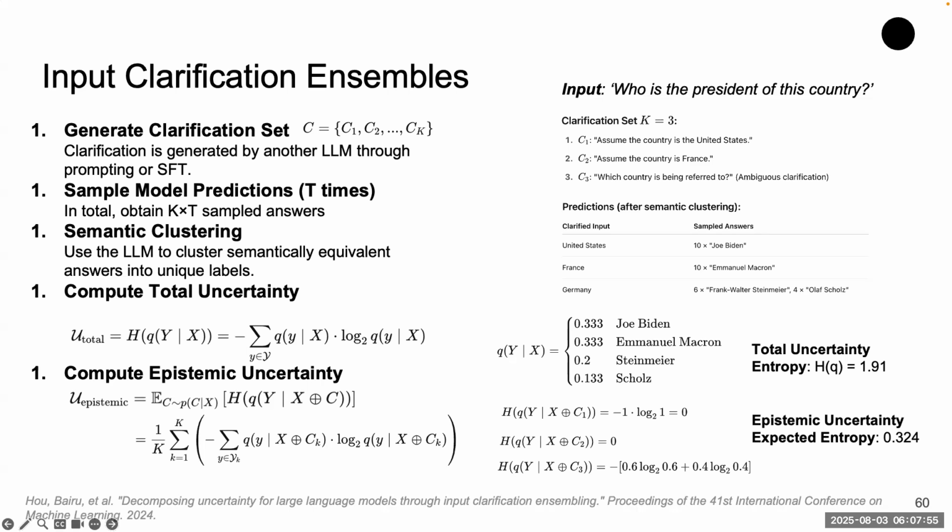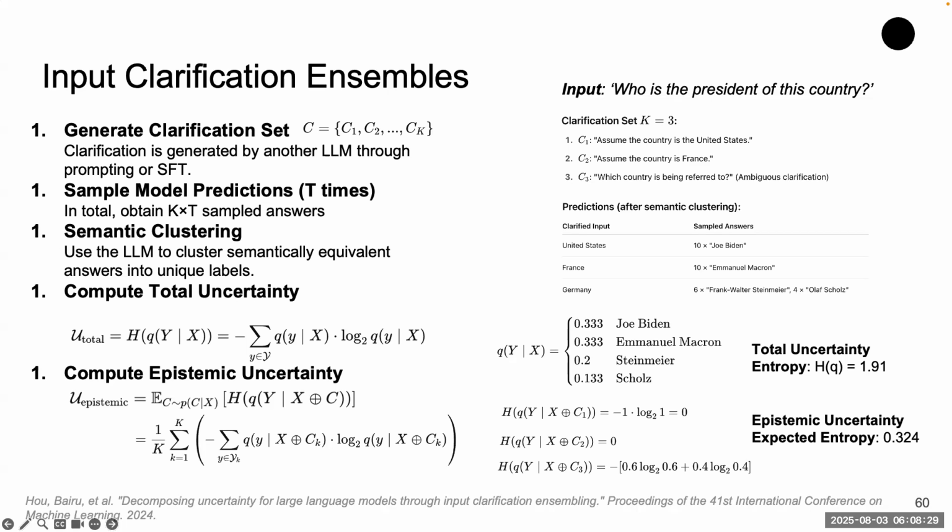And then another thing they do is semantic clustering. They use another LM to cluster the semantically equivalent answers into unique labels. The reason they do this is because there are too many samples, and sometimes they are very similar to each other. So they generate clusters and calculate the variance between clusters rather than between each generated sample. And this reduces overestimation of entropy.